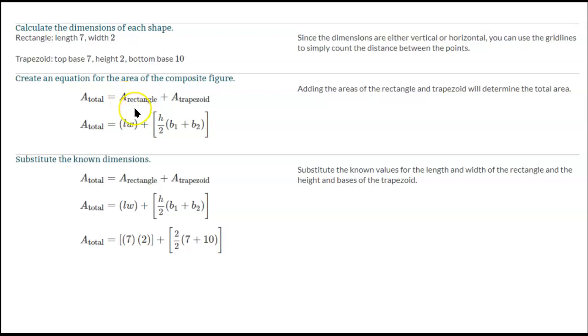Notice the area of a rectangle is length times width, and the area of a trapezoid is height divided by 2 times base 1 plus base 2. Now let's plug in the information that we know, or substitute our values. So 7 times 2 plus 2 divided by 2, top base, and 7 plus 10.